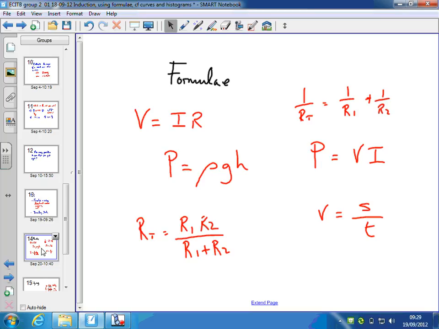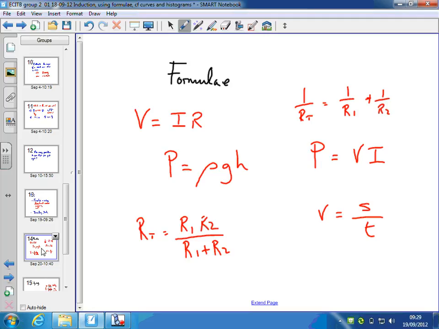So formulae, I've just jotted a few down on the board that I thought some of you may be familiar with. Anybody recognise any of those formulae? Velocity equals, well, velocity and speed are the same thing. So velocity, distance divided by time.